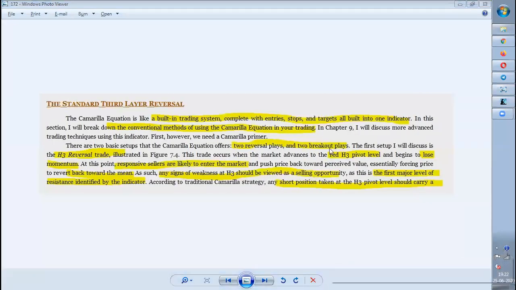So today in this video, what we are going to see is the Secret of Pivot Boss book reading continuation, and the topic we are going to see is the standard third layer reversal, and that is also only on H3 only we are going to see.